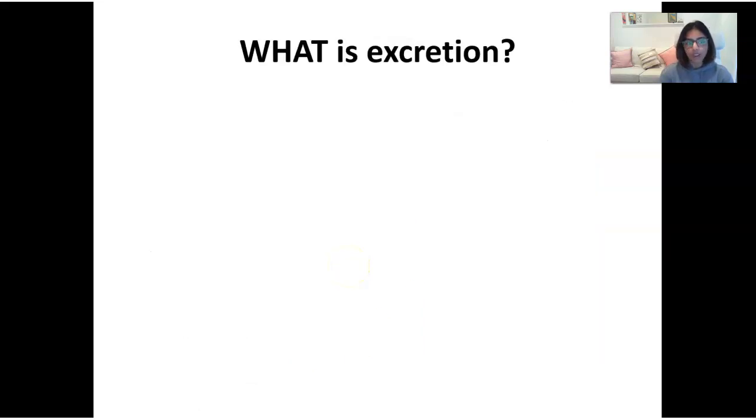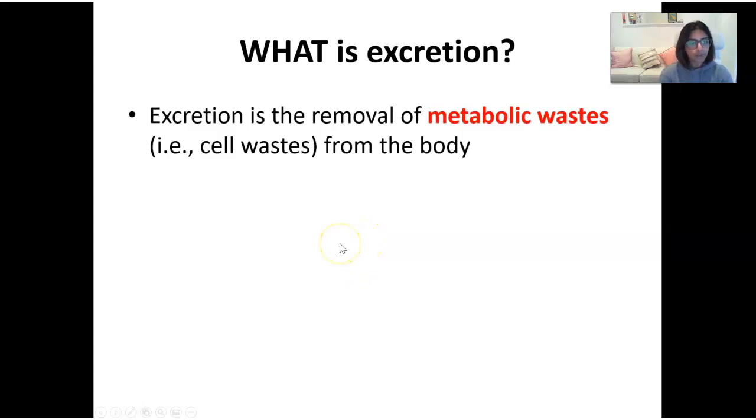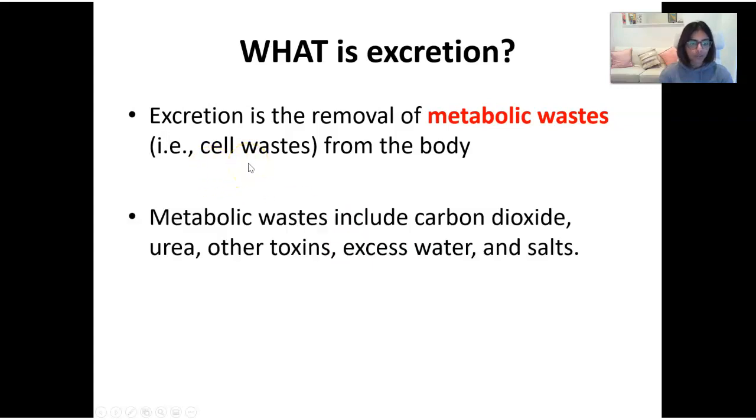So just to remind you what excretion is, just so we're really clear, it is different from elimination. Excretion is the removal of metabolic waste. So a metabolic waste is the waste product produced by cells of the body. And these metabolic wastes will include carbon dioxide, urea, toxins, excess water, salts, and even some hormones.